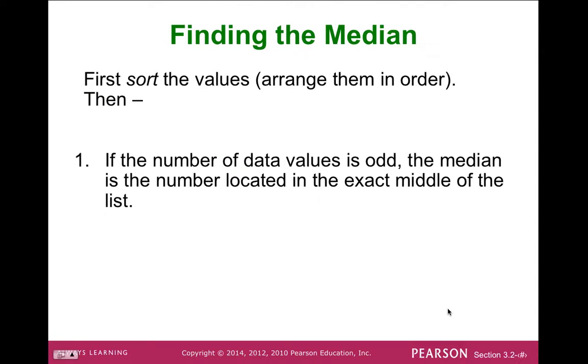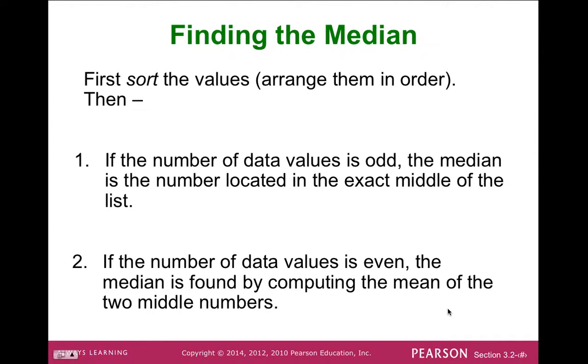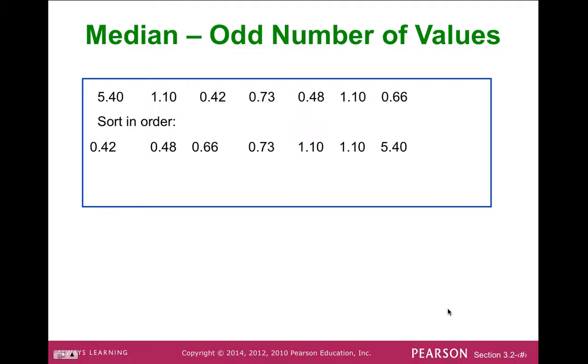Okay, so how do we find a median? First, we're going to sort all of our values and arrange them in order. Then, if the number of data values is odd, the median is the number located in the exact middle. If the number of data values is even, then the median is found by taking the mean of the two middle numbers. So let's look at what that actually means.